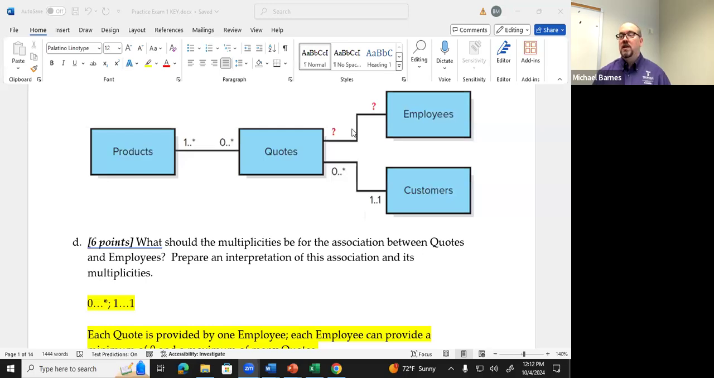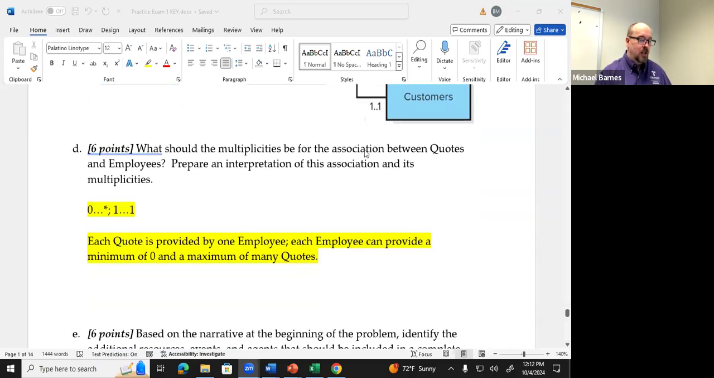Again, if your interpretation was different, I am not looking for 100% accuracy on this. I'm looking for reasoned interpretation, but it does have to be reasonable. If I say 1 to 1 is the correct answer right here, and you say 0 to many, it's unlikely that I will consider that to be correct, because those are very, very different answers.